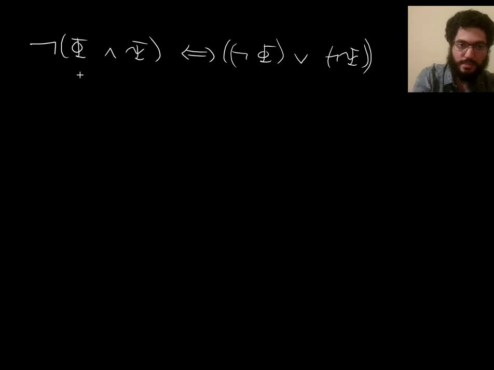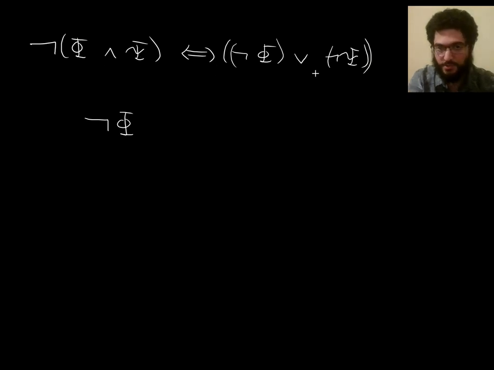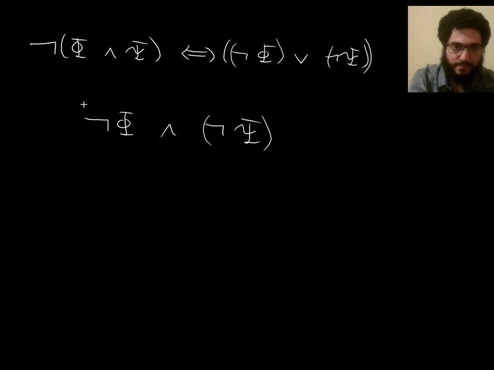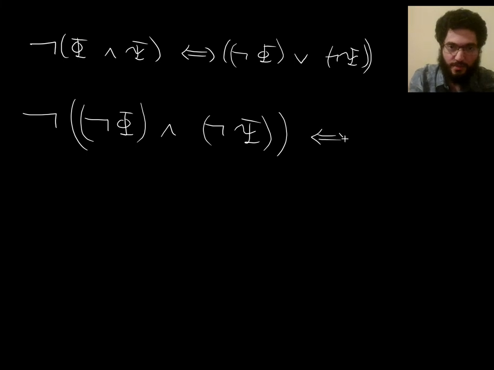So instead of phi, I'm going to put the proposition not phi, where phi is possibly some other proposition. And instead of psi, I'm going to put not psi. So this is supposed to work no matter what propositions I put in for phi and psi. So I choose to put not phi in place of phi, and not psi in place of psi. Then the left side of the double arrow looks like this, and the right side of the double arrow looks like this.